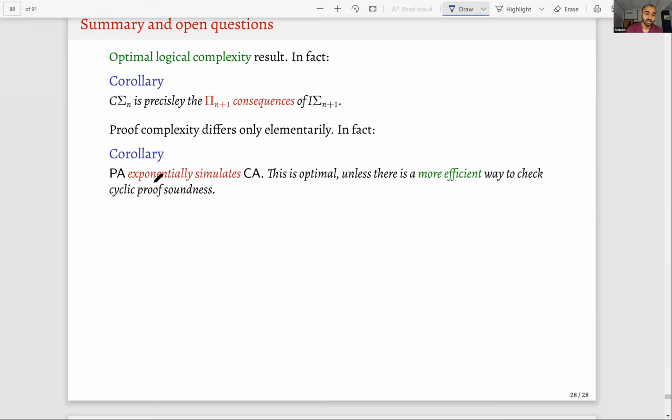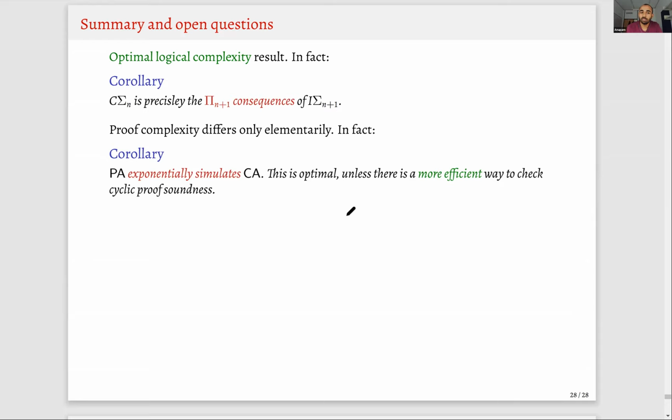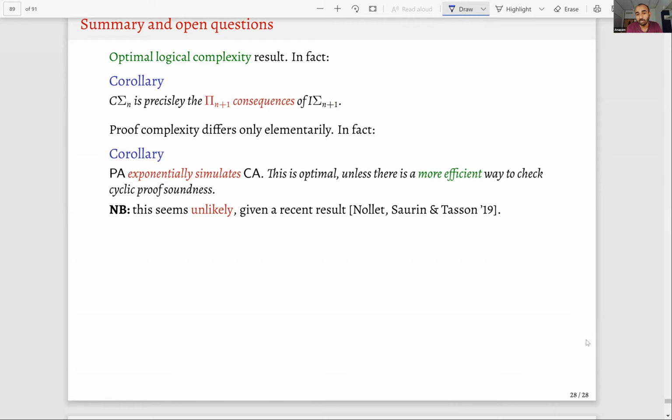And this is optimal unless there's a more efficient way to check cyclic proof soundness. So that exponential just comes down to the fact that you have to be able to prove that correctness condition, but that correctness condition is PSPACE complete. So there's no polynomial size proof for any two automata checking inclusion, because that would give you an NP algorithm for PSPACE, so unless NP equals PSPACE, of course, I should say. And in fact, this now seems very unlikely because of the recent result by Rémi Nollet, Alexis Saurin, and Christine Tasson, who showed PSPACE completeness of the correctness condition in a different logic, which I suspect scales to arithmetic too. So I would say that this is probably optimal, but the details must be done.